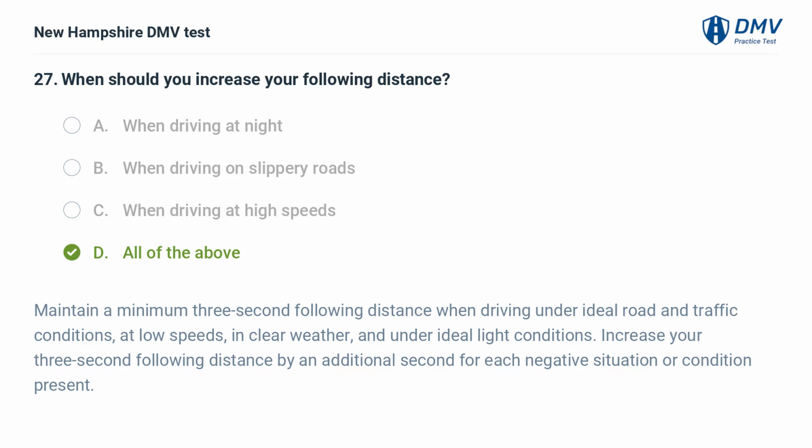Maintain a minimum 3-second following distance when driving under ideal road and traffic conditions, at low speeds, in clear weather, and under ideal light conditions. Increase your 3-second following distance by an additional second for each negative situation or condition present.